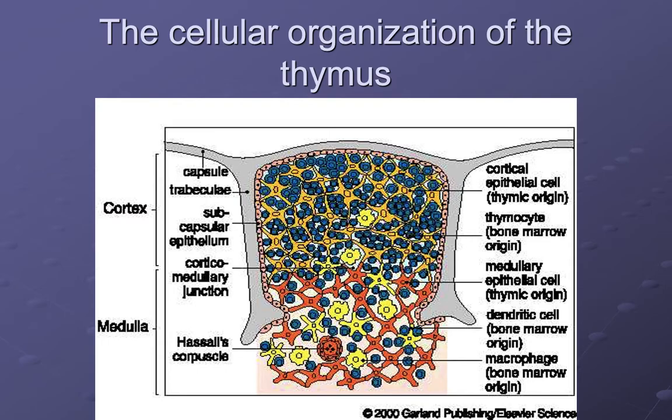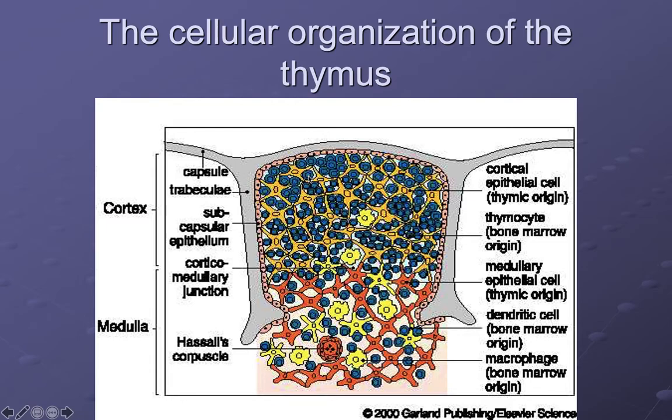Now, immunohistochemically, epithelial cells can also be divided into four subtypes. We have the subcapsular cortical, which we have already seen a while ago, or which I have described a while ago.